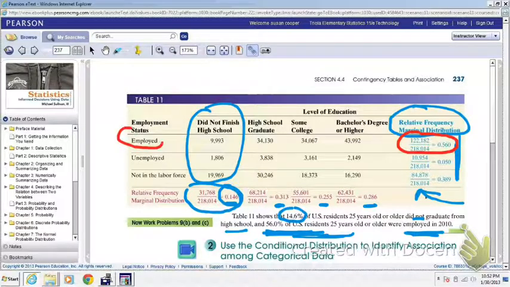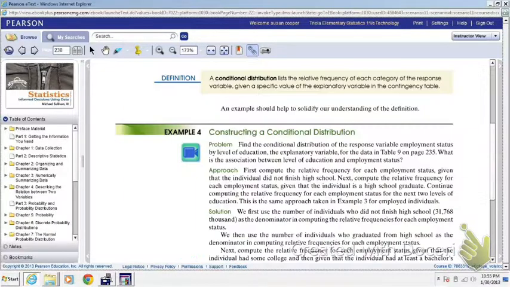See, because here's the employed. So what we see here, by taking your row total and dividing it by the total number in the sample space, you can make a statement. So now you can say, 56% were employed in 2010. All right, so it just gives you a way to make statements about your table. Okay. All right, let's try the next one.